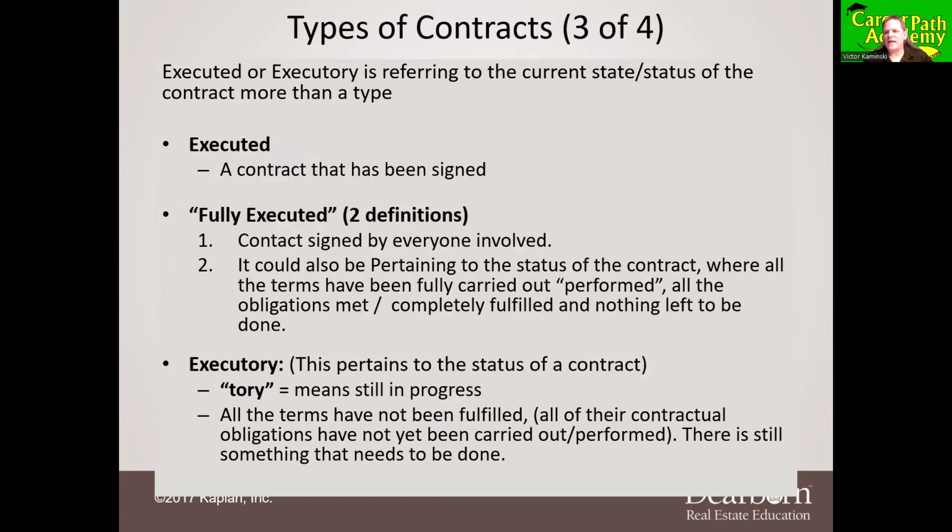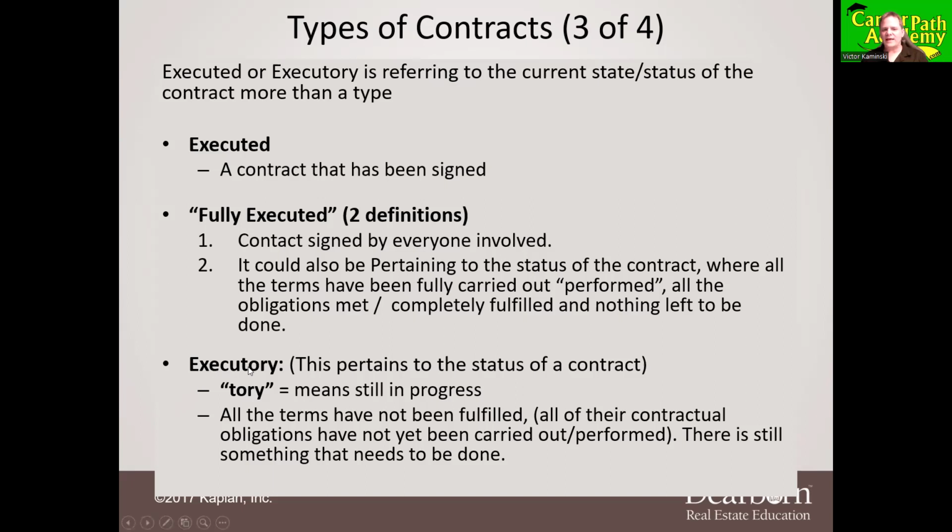Now, contracts can be executed. That means that they can be fully carried out and everything is done. Well, that's really called a fully executed contract. Usually when we use the term executed contract, it means a signed contract. Have you executed the contract yet? What did I ask? I asked if you signed it. Now, the term fully executed has two meanings. It could mean that the contract's been signed by everybody, or it can mean that all the terms have been completely carried out and fulfilled and there's nothing left to be done.